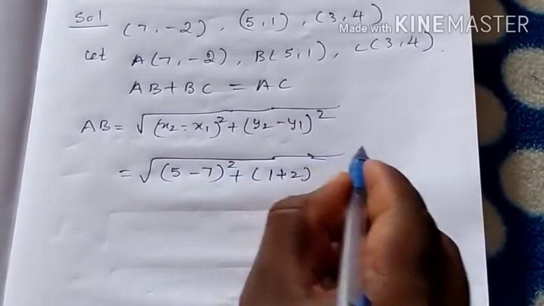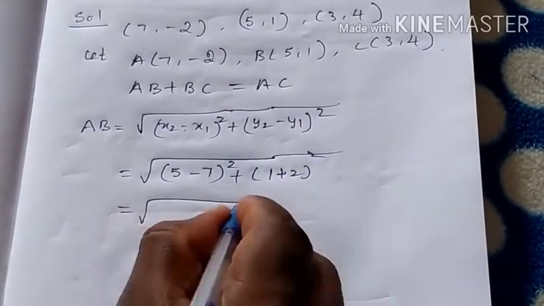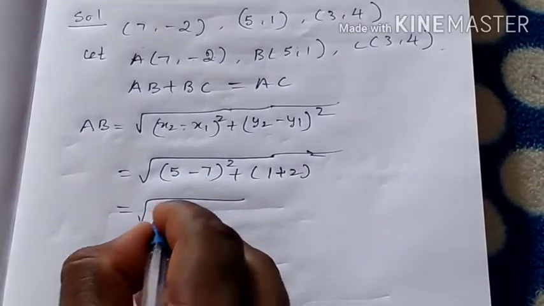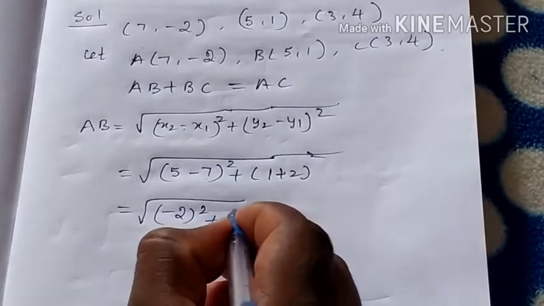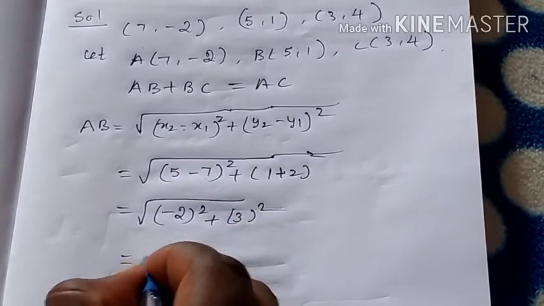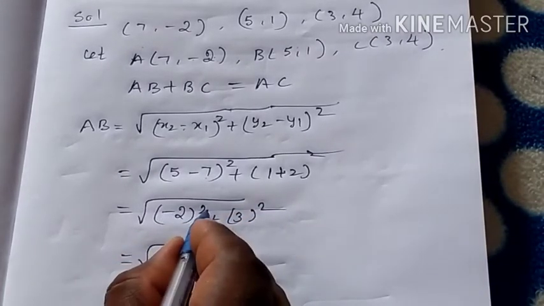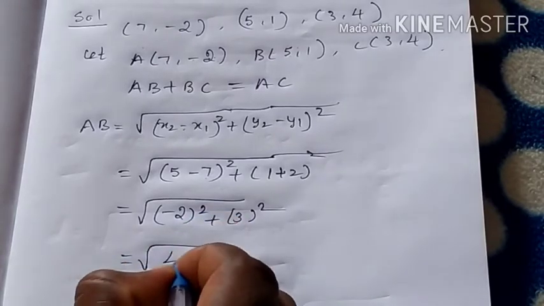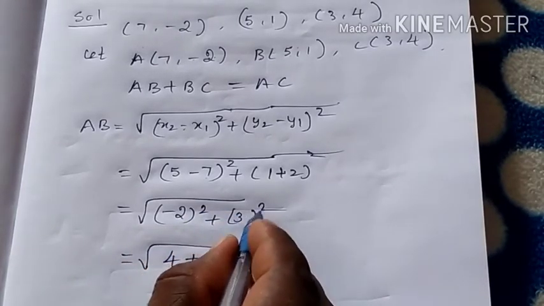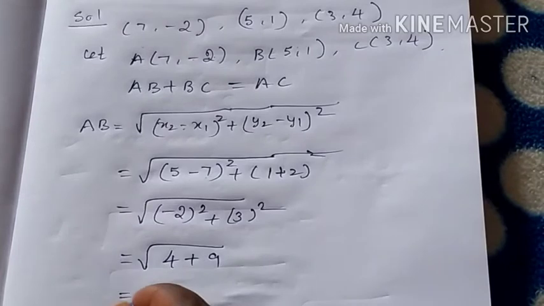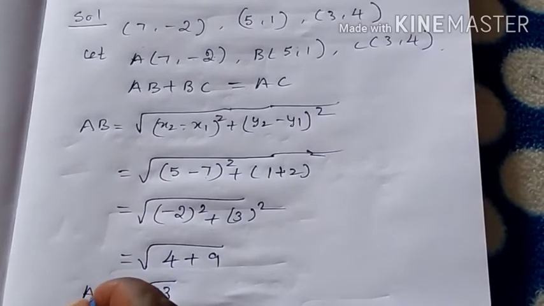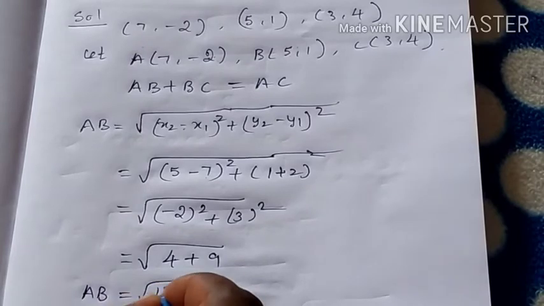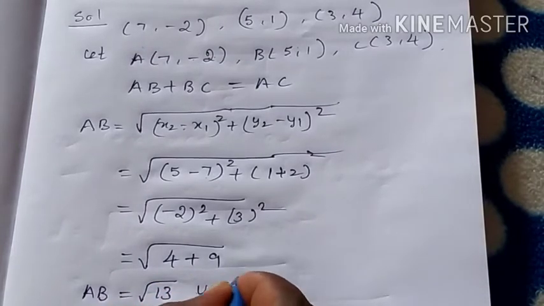Have you understood? Which is equal to the square root of 5 minus 7 is minus 2 the whole square plus 1 plus 2 is 3 squared, which is equal to the square root of minus power even number is plus, 2 squared 4 plus 3 squared is 9, which is equal to square root of 13, because 4 plus 9 is 13. So AB is equal to root of 13 units.